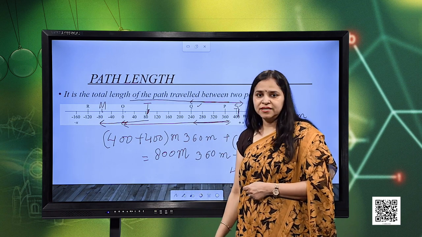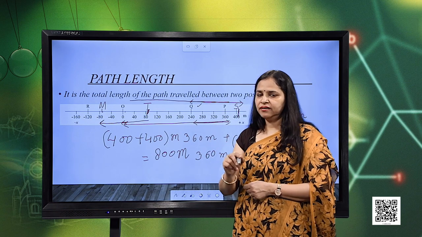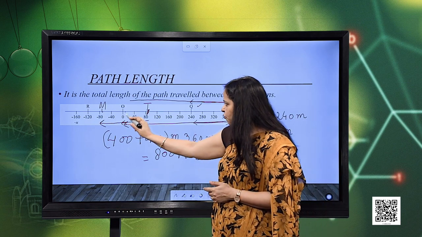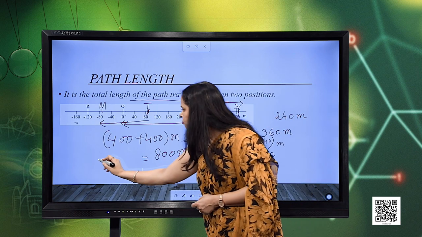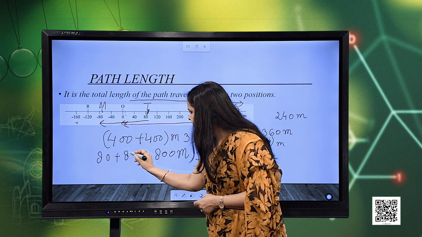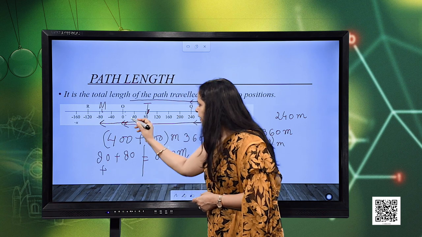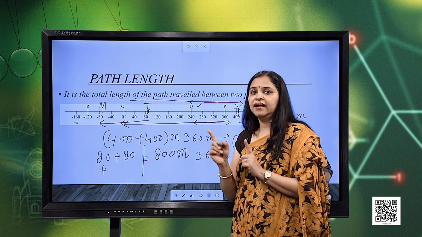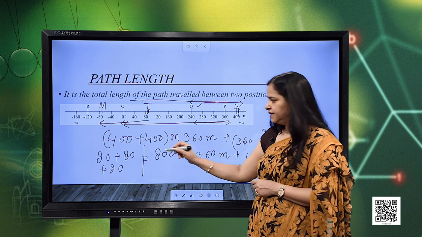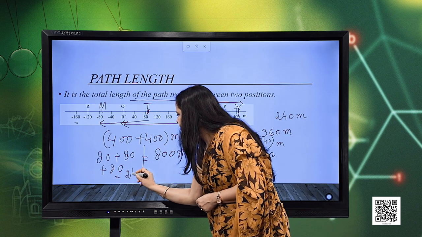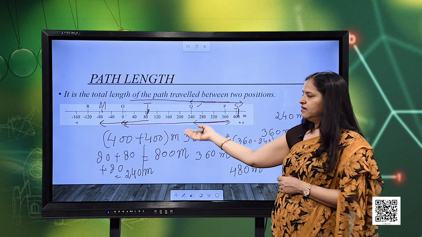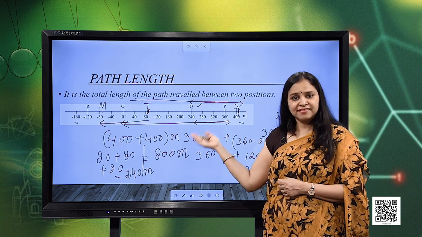In this situation, what is the total distance traveled? Again, as I told you earlier, we need not concern ourselves about the sign. We just need to add up the distances. So here, 80 meters towards the right, right? So 80 meters plus it returns back till the origin, again 80 meters, plus it moves towards the left, again a length of 80 meters. So don't consider minus 80. So it is 80 plus 80 plus 80, that is 240 meters. So the total distance traveled is 240 meters in this case. So this is how we measure the path length or describe the distance traveled.